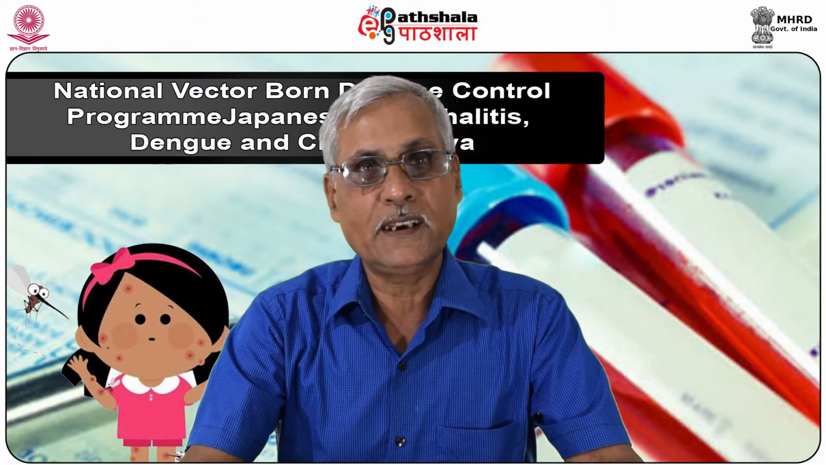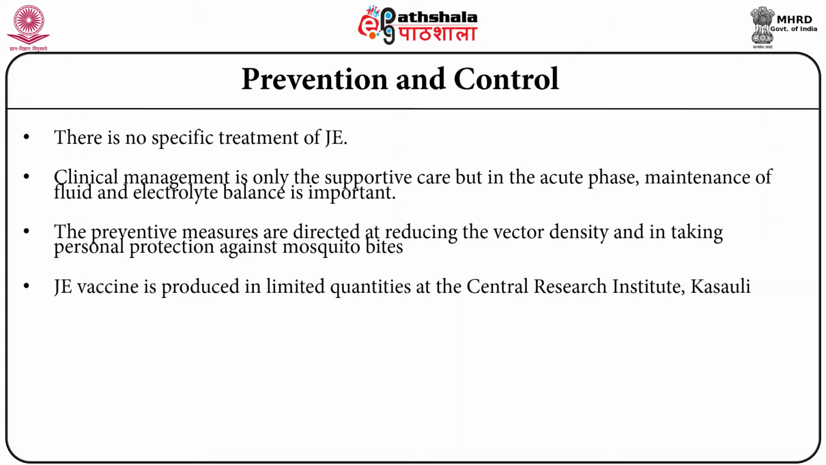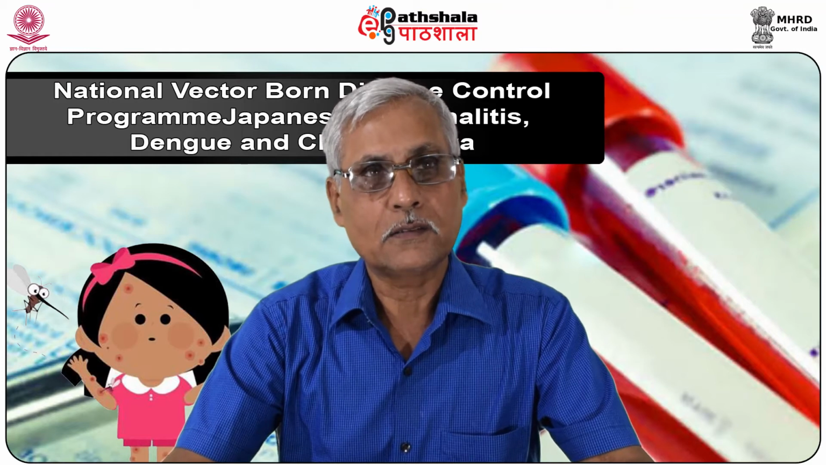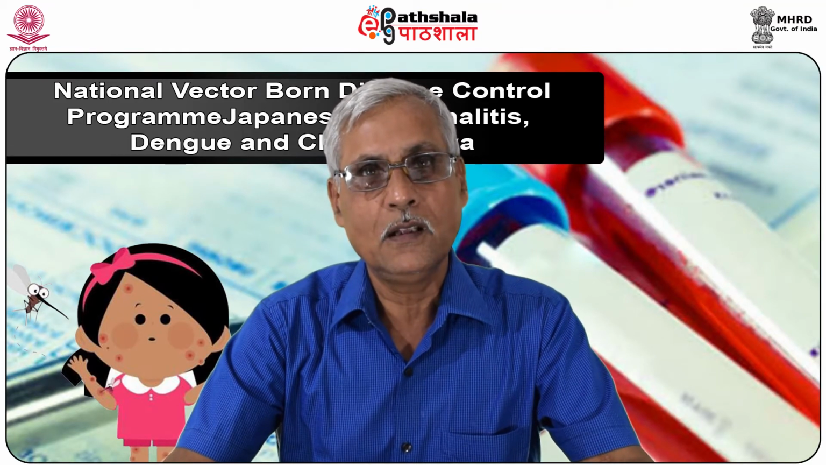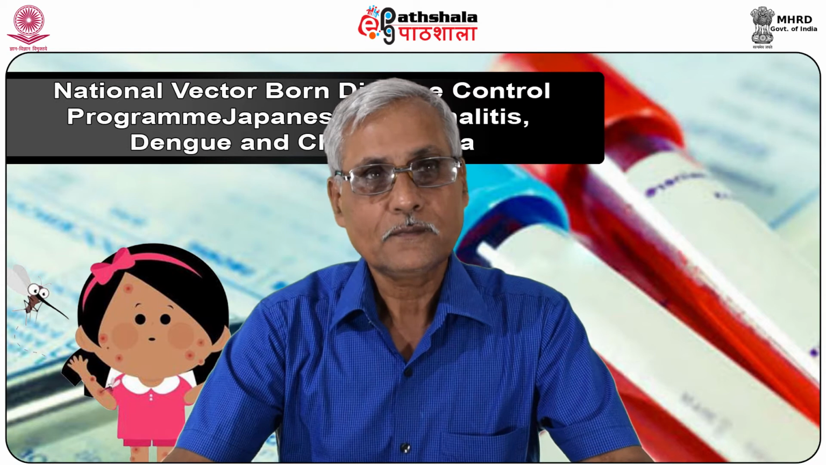The preventive measures are directed at reducing the vector density and taking personal protection against mosquito bites. JE vaccine is produced in limited quantities at the Central Research Institute, Kasauli. But JE vaccination, 3 doses of the vaccine, provides immunity lasting a few years.